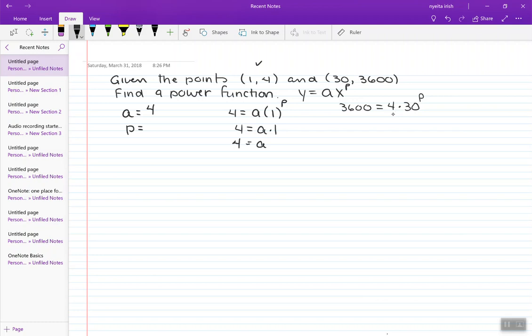You cannot multiply 4 times 30 together. Order of operations says you have to do the power first, and since you don't know what the power is, you don't get to do the power. So your best alternative then is to divide off by 4.